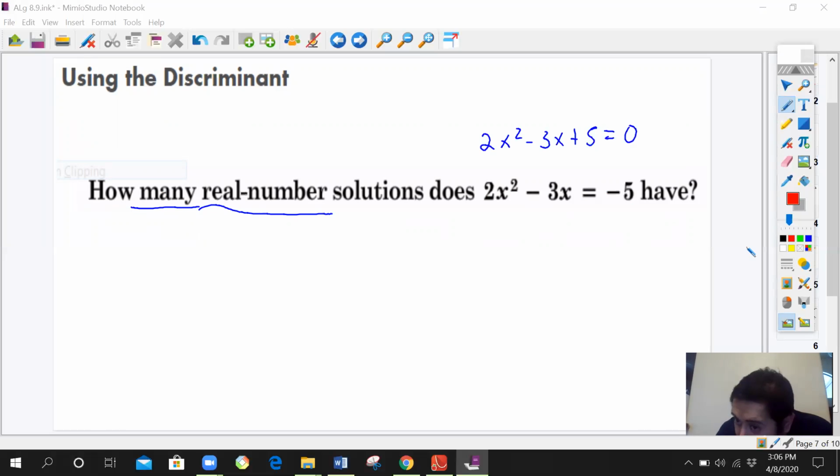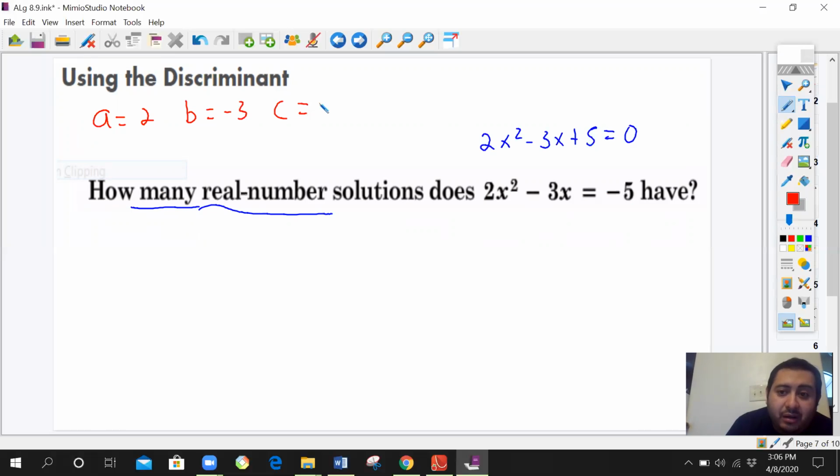All right, let's go ahead and label it. Your A is going to be 2, your B is going to be -3, and your C is going to be 5. Just keep that in mind. Label it first before applying the formulas. Now your formula for the discriminant is again b squared minus 4 times a times c. Your b is -3 squared minus 4, your a is 2 and your c is 5.